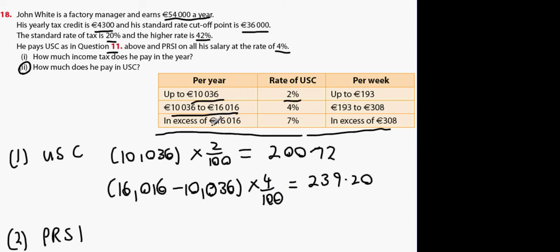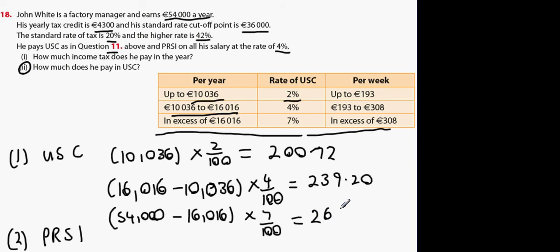Now finally we're going to have to get what's in excess. How much money do we earn over 16,016? So all we've got to do here is get 54,000, take away 16,016, and multiply that by 7 over 100. And what do we get? 2,658.88.